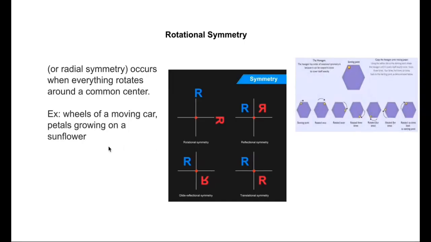Rotational symmetry. This occurs when everything rotates around a common center. Some examples are wheels of a moving car or petals growing on a sunflower. Let's look at this hexagon. In order to move the yellow dot, it has to be moved 6 times to make its full round of the circle. Another example is, let's look at the rotational symmetry in the R. See how the R starts here, goes here, here, and here, to get all the way around to be rotationally symmetrical.